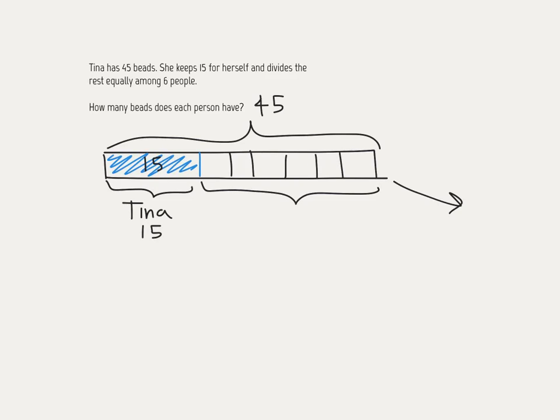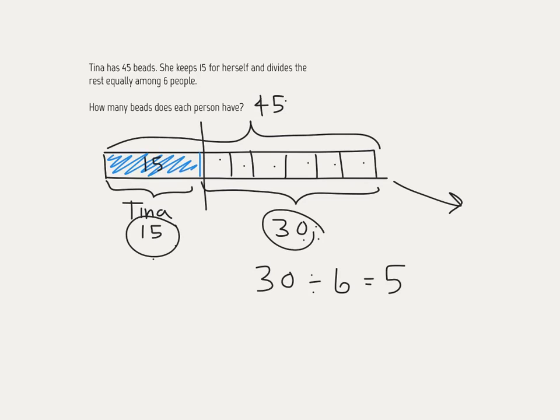6 portions. And so if we know that this part over here is 15, we know that this other side here has to be 30 because your 15 and your 30 would give you your 45. And then we're going to do the 30 and divide that by 6 because there are 6 units over here. And that would be 5. So each person would get 5 beads.